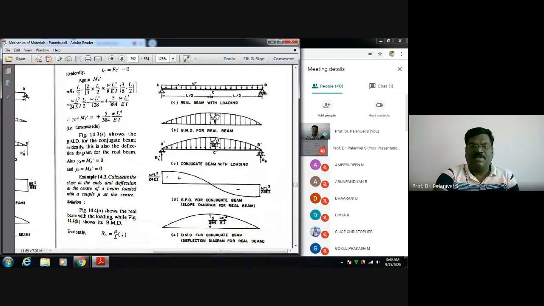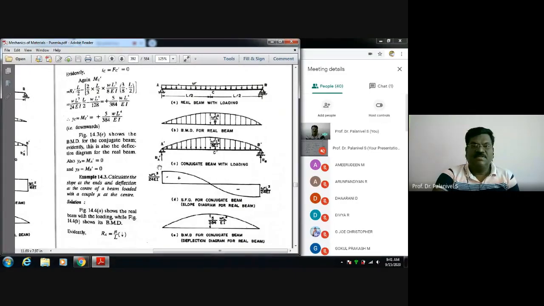This bending moment diagram is just loaded, which is WL square by 8EI. Please remember this load acts vertically downward. The M by EI diagram is loaded here, so this is the conjugate beam now. It is well written here: conjugate beam with the M by EI diagram loading. Now you have to determine the support reactions.